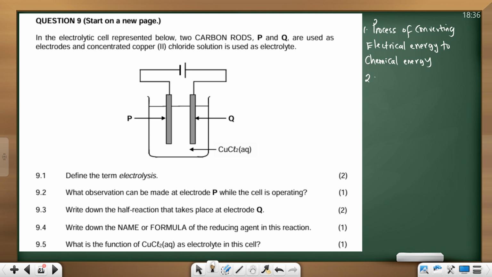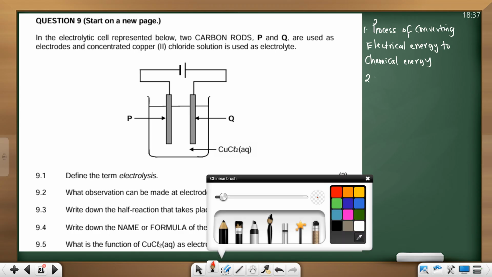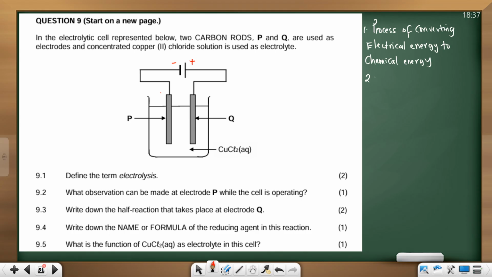What observation can be made at P? Let's quickly analyze. That's negative, and that's positive. So what am I expecting here? Negative, I'm expecting Cu2 plus, and I'm expecting Cl minus. Automatically, what observation can be made at electrode P? P now is the cathode, remember? And what happens at the cathode? What do you observe there?